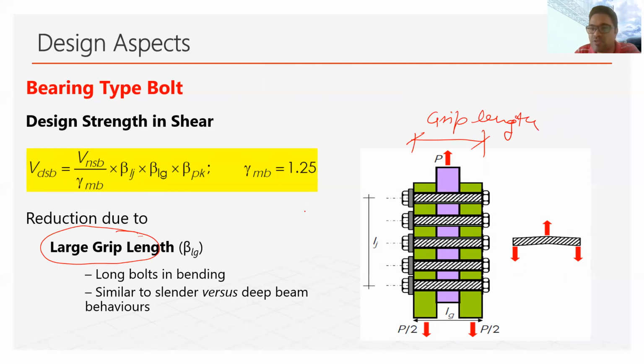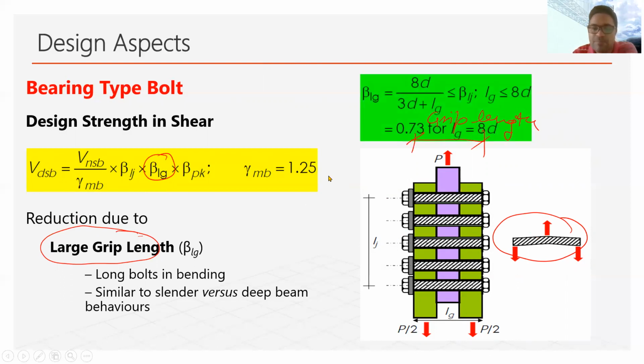This is the grip length of the bolt. So if this length is large, then the bolt may experience bending. And if the bolt experiences bending, then the strength of the bolt will be affected and will reduce, and that is why there is a factor which is called beta Lg.